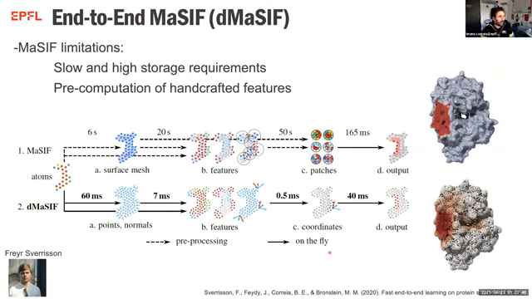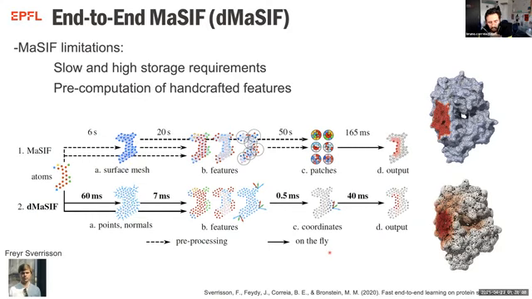And so perhaps I only have like 3 minutes left, so I will not tell you about how we use this for design, but I want to tell you about how we went to the next generation of MaSIF, which we called D-MaSIF, for the differentiable MaSIF.